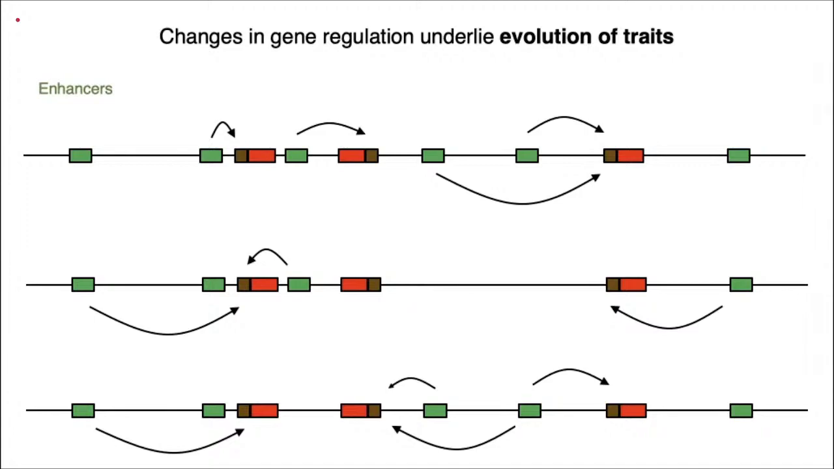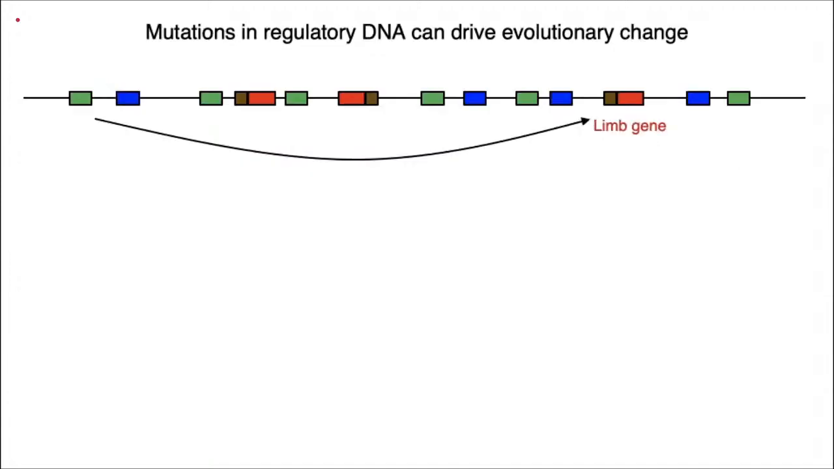So I want to show you a more visual example of how this can be. Here we have a very complex DNA sequence, and we have one enhancer that activates one limb gene very far away.